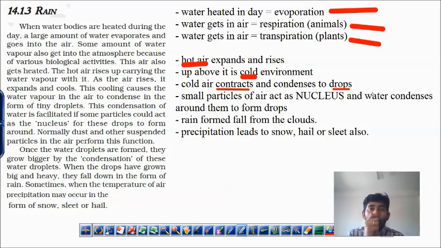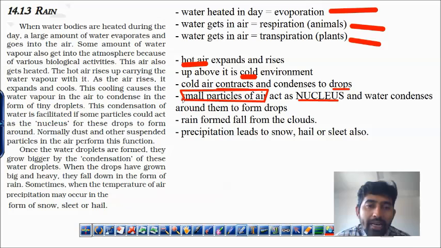देयर हैज टू बी, लॉलीपॉप की जैसे स्टिक होती है उसके ऊपर होता है लॉलीपॉप. Without stick there cannot be a lollipop. Similarly, without a nucleus there cannot be a water drop. And who acts as a nucleus? Dust particles, small particles of air or dust particles act as nucleus. So ये dust particles के around water starts to gather, and microscopic water keeps gathering and suddenly it becomes a drop.